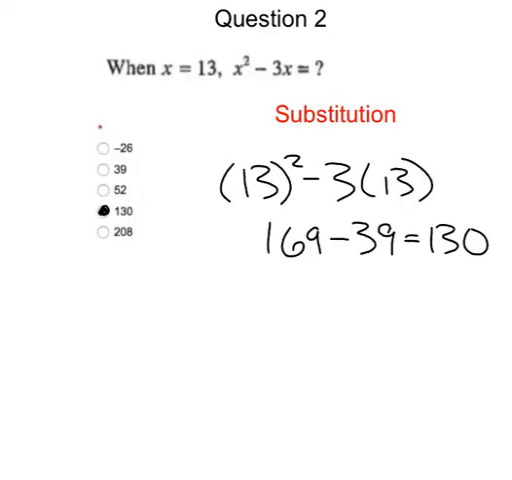Number 2, we're doing substitution here. X equals 13. When I plug that in, 13 squared is 169. 3 times 13 is 39. Subtract the 2. My answer is 130.